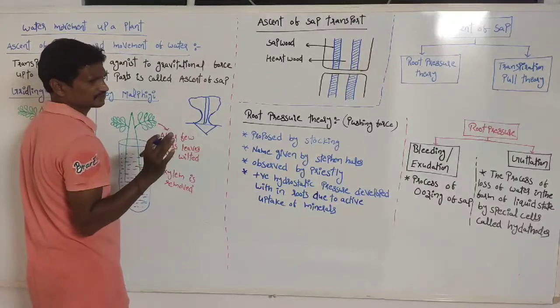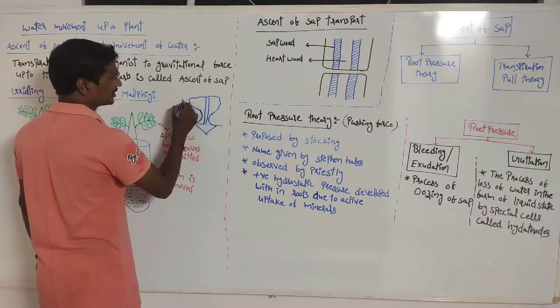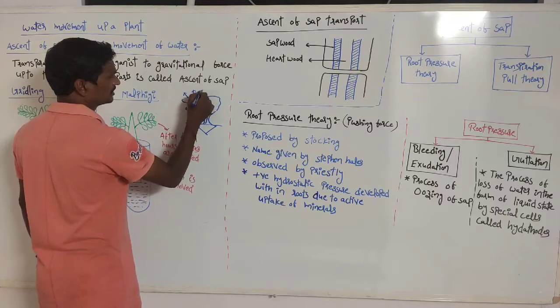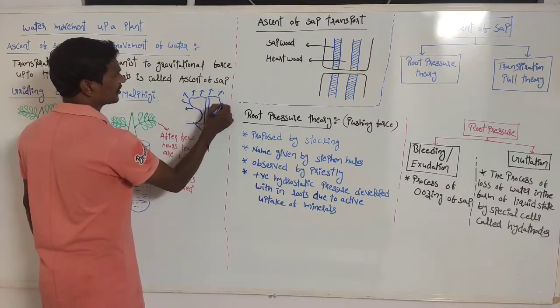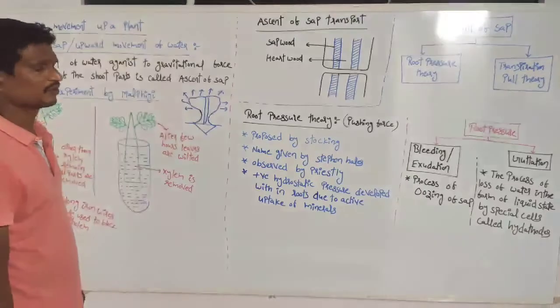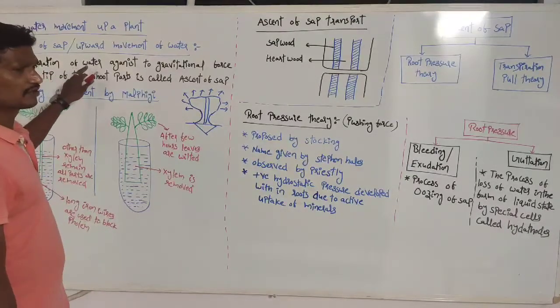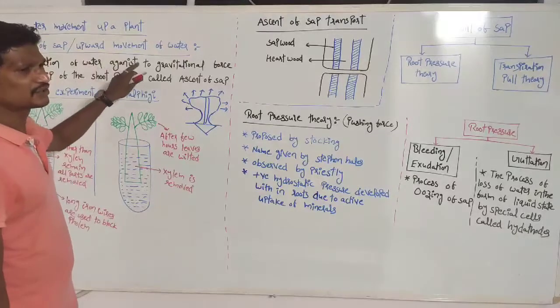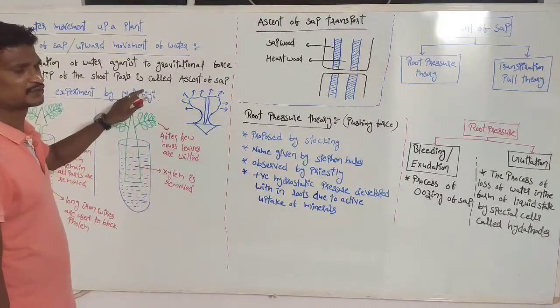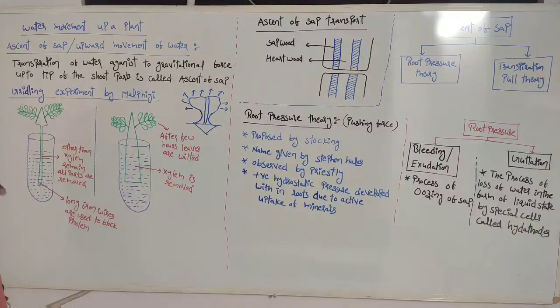The water molecules reach the tip parts of the shoot, that is nothing but the leaves. Finally, the plant loses the water in the form of water vapor. This is called transpiration. So the concept here is the transportation of water molecules against the gravitational force, up to the tip parts of the shoot.